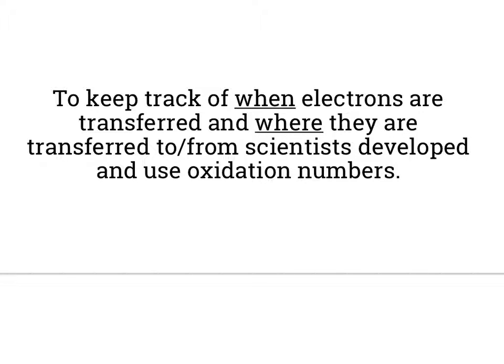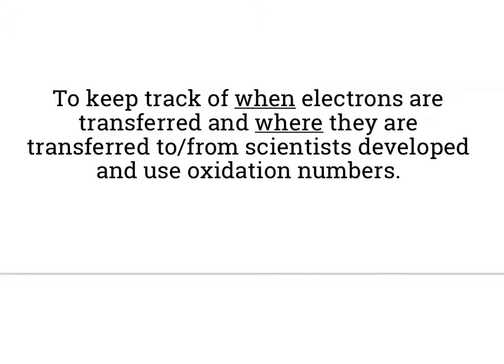Alright, to keep track of when electrons are transferred and where they're transferred to or from, scientists developed and use oxidation numbers. As a reminder, oxidation is when we lose electrons, reduction is when we gain electrons. While we know that, it's pretty doable to determine when you've only got one side of a reaction and you see electrons somewhere, but given a typical equation, it gets hard. So we use oxidation numbers.